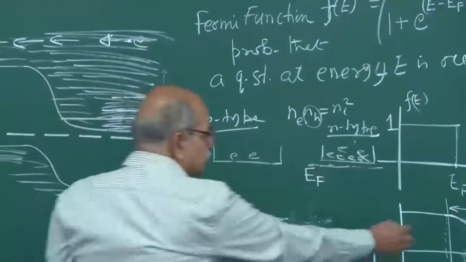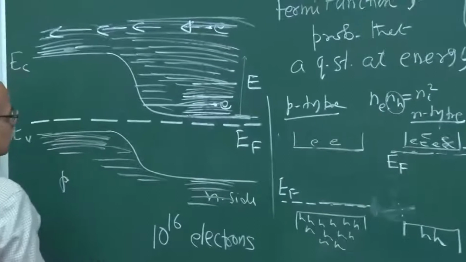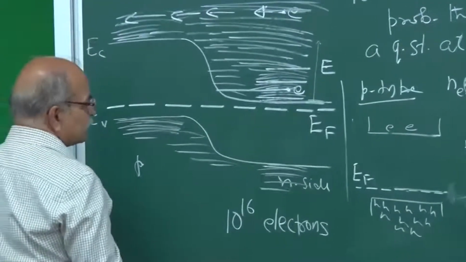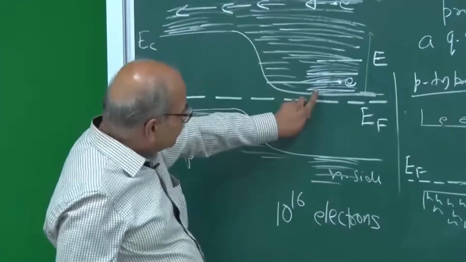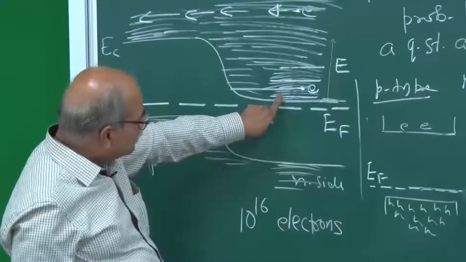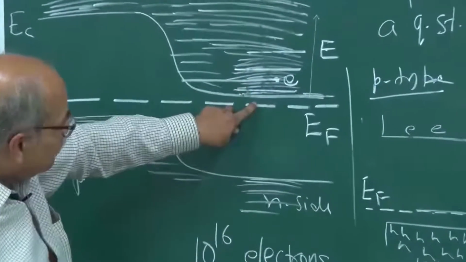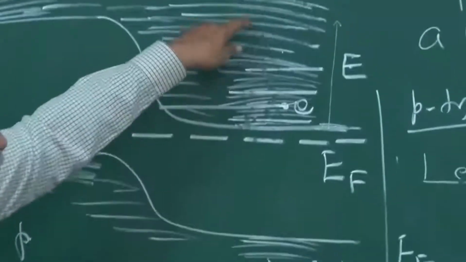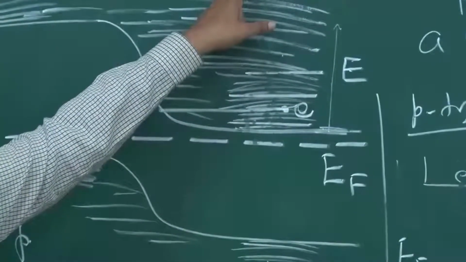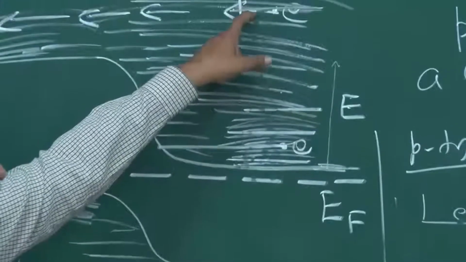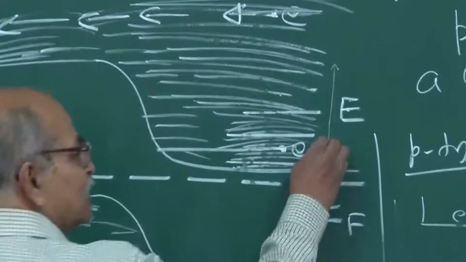As this function shows, if I draw this once again here, you can see that if this is EF, then the occupation of these states will be large. As you go farther and farther away from EF, the probability will decrease. But that's not exactly the number of electrons in this range. Suppose you take a small dE here.